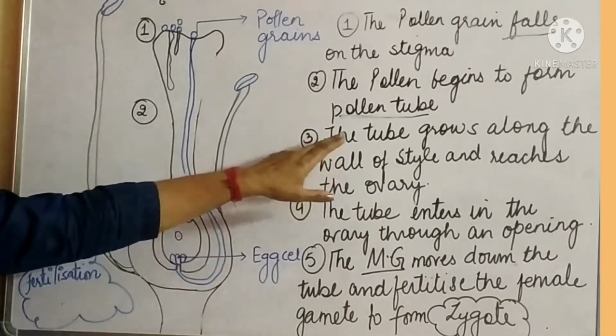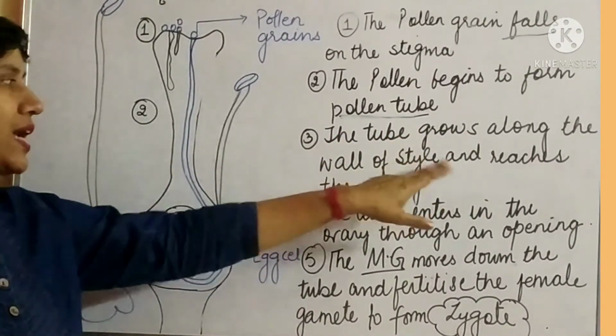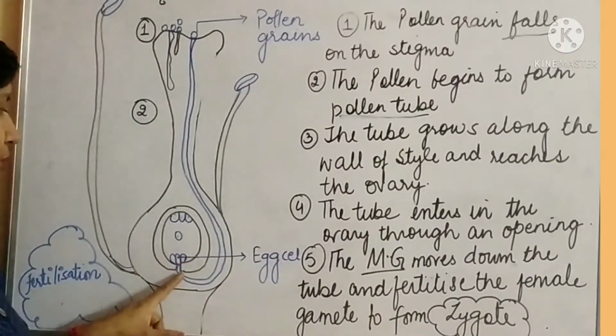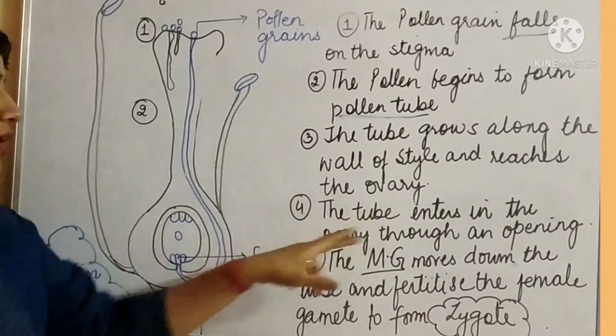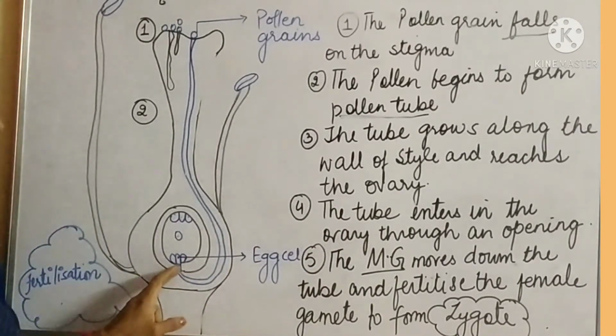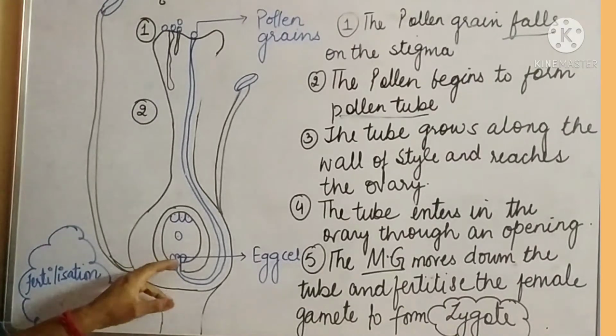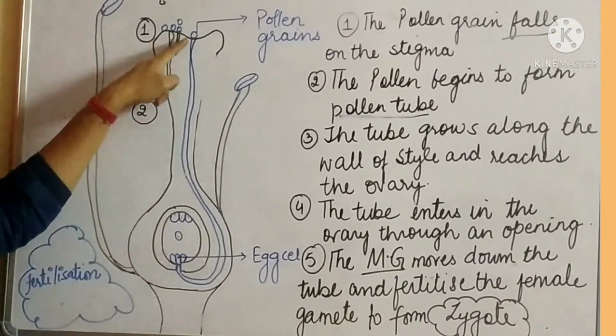See the next one. The tube grows along the wall of the style and reaches the ovary. The tube enters the ovary, here the tube breaks, through an opening. So this is the opening through which the tube breaks here, and then the male gamete.